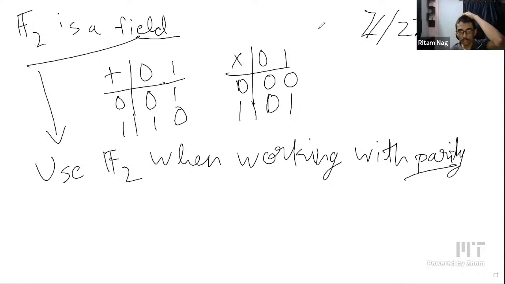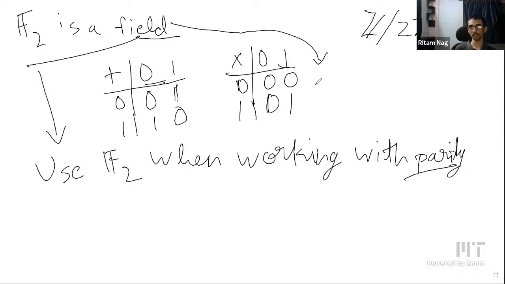I should quickly explain what the word field means. A field means a set along with two operations, in this case addition and multiplication, and they need to satisfy all the usual properties of addition and multiplication. Both need to be commutative and associative, and multiplication needs to be distributive over addition. And you need to have additive and multiplicative identities and inverses. So 0 is the additive identity, 1 is the multiplicative identity, 1 is the additive inverse of 1, and 0 is the additive inverse of 0.